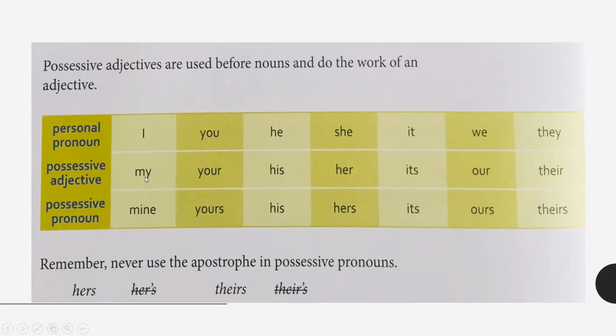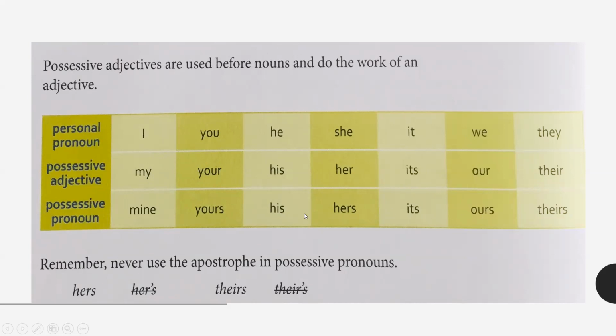So before pen, we are using my. This is your pencil. Pencil is a noun. Before pencil, we are using your. So when we use the adjectives before nouns, they are called possessive adjectives. Example: my, your, his, her, its, our, their. Now possessive pronouns: mine, yours, his, hers, its, ours, theirs.